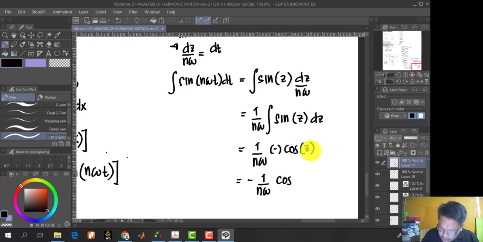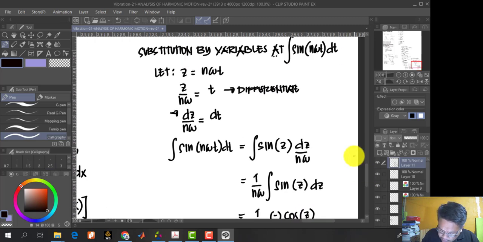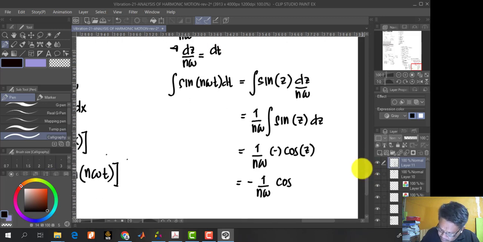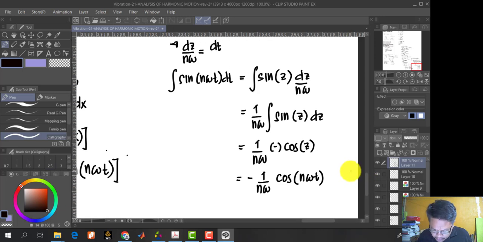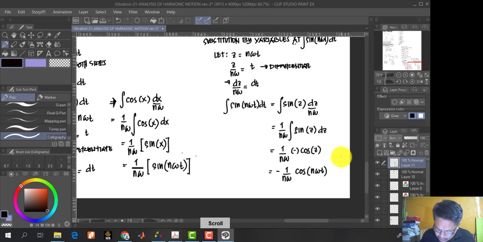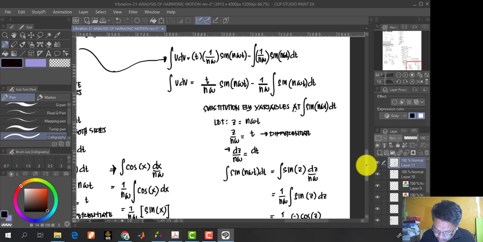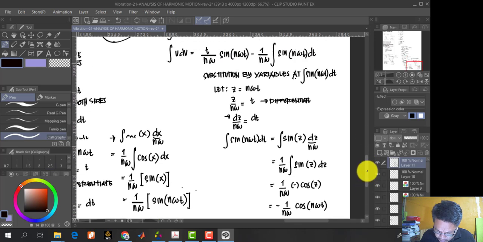Cosine. Now for the value of z, going back, the value of z will be n angular velocity times time. So let's substitute that there, n angular velocity times time. Okay? So that is now equal to that value. So let's have a quick overview of this one. We can now return to that equation.